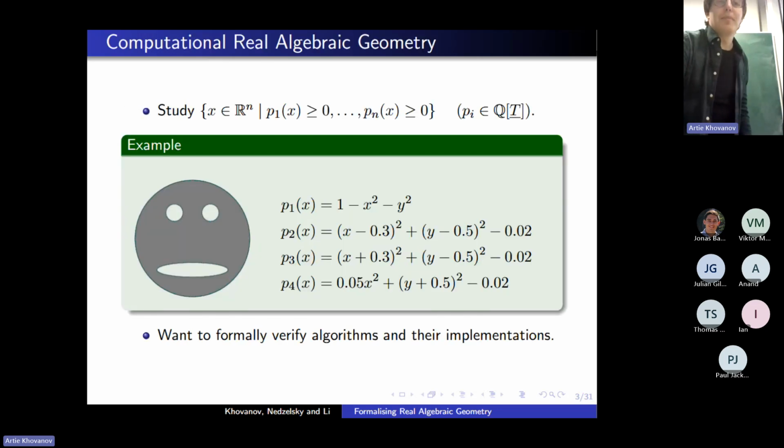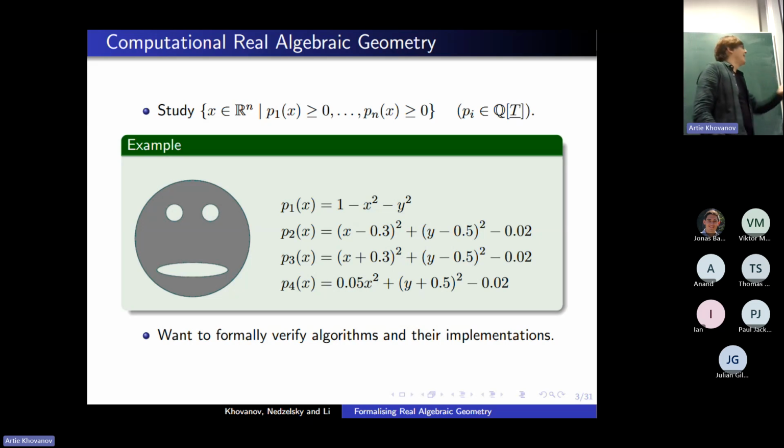All right, so computational real algebraic geometry. So real algebraic geometry is the study of semi-algebraic subsets of the reals. So that is subsets of the reals cut out by inequalities, which is a bit different to classical algebraic geometry, where you look at stuff cut out by polynomial equalities.